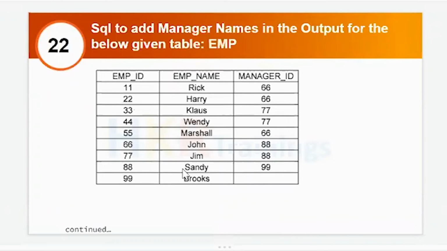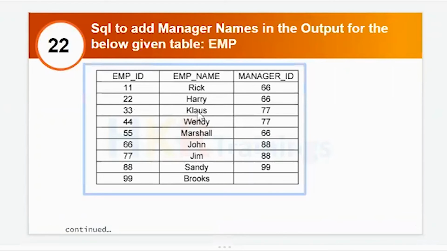SQL to add manager names in the output for the below given table, employee. So we have this table with employee ID, employee name, and manager ID. If somebody asks you what is the manager name of Clause, what can we say? We know the manager ID of Clause is 77, right? Now if I look for that manager ID in employee ID, 77's name is Jim. So I can easily say that Clause's manager name is Jim, correct?